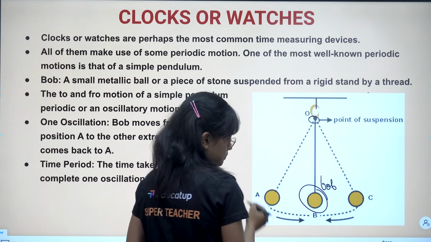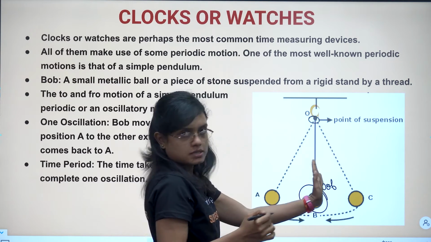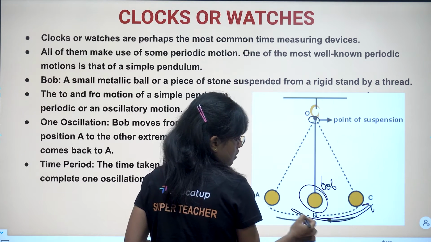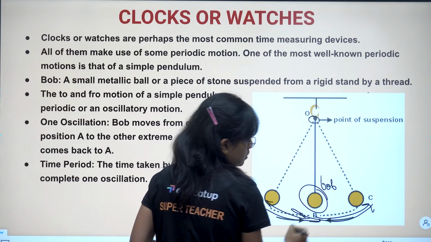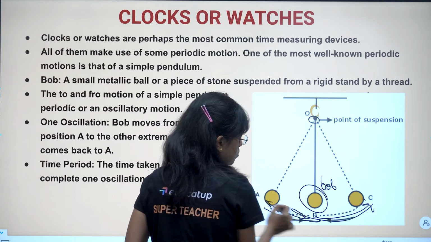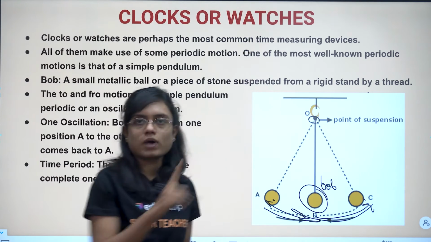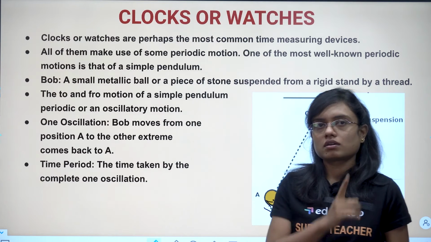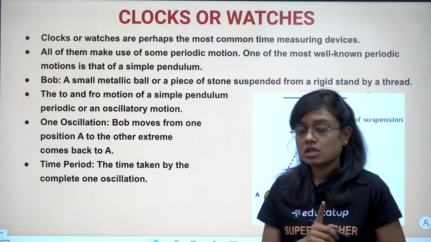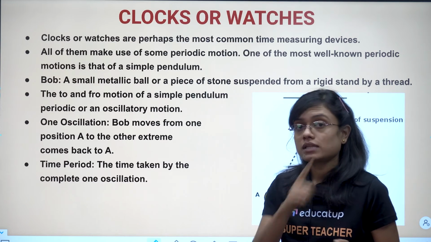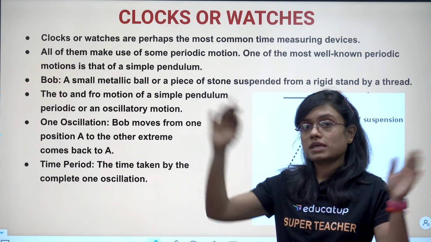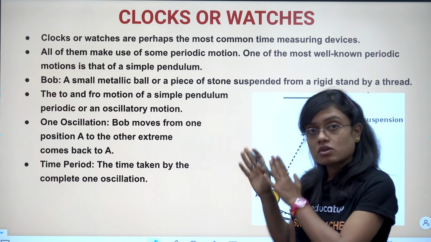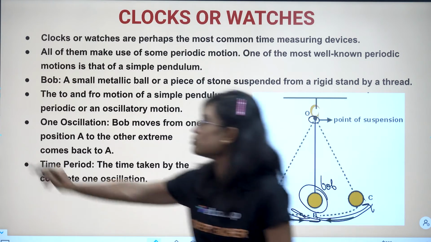So, what happens when you push this bob? It will go like this. It will come back. It will go like this. Again like this. So, B to C, C to A, A to B. This makes one particular motion. So, like this, it goes and completes one complete oscillation, and the time taken to complete that one oscillation is the time period. So basically clocks and watches are based on this time period. Alright, let's move ahead.